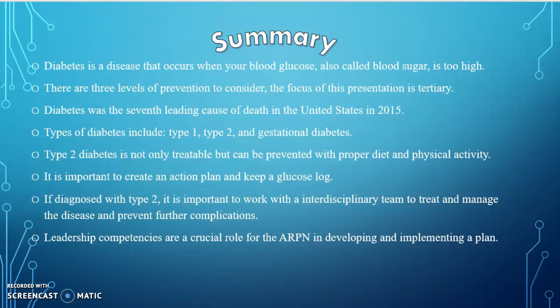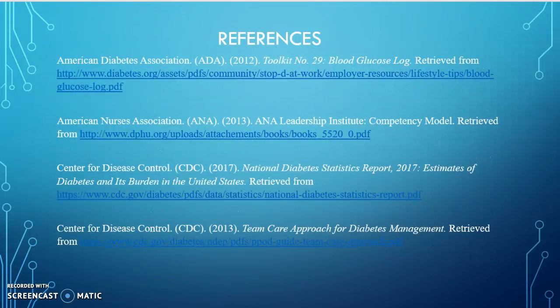It is important to create an action plan and keep a glucose log. If diagnosed with type 2 diabetes, it is important to work with an interdisciplinary team to manage the disease and prevent further complications. Leadership competencies are a crucial role for an APRN in developing and implementing a plan. The following slides include the references used for this presentation.